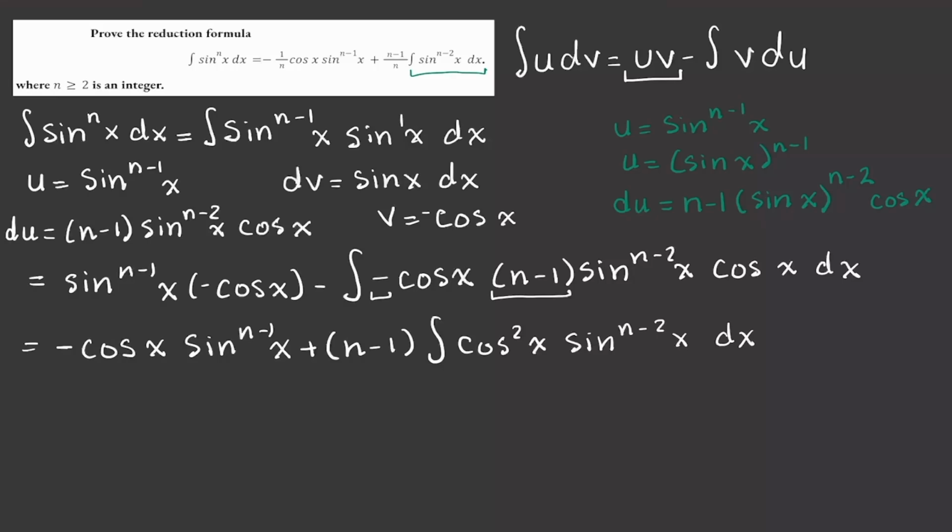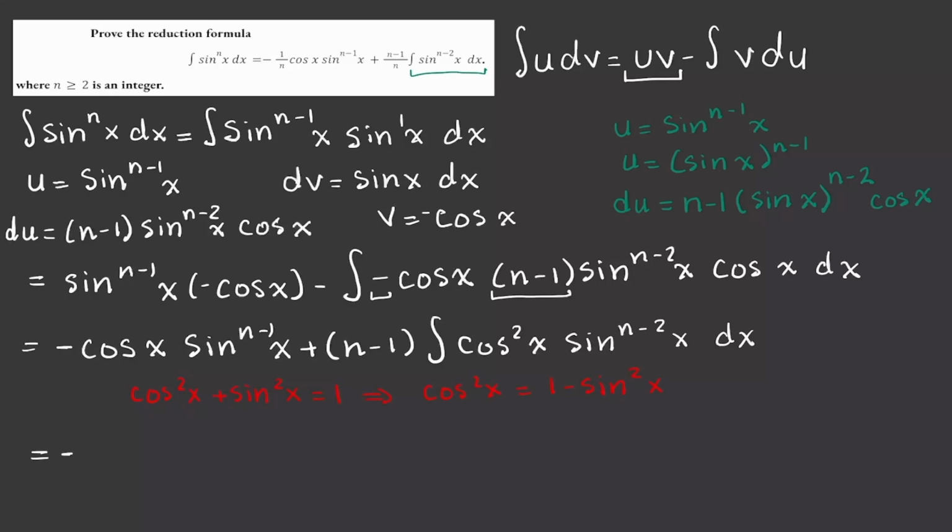So right here, I know that one of my trig identities is the Pythagorean identity, which says that cosine squared of x plus sine squared of x is equal to 1. Manipulating this equation gives me cosine squared of x is equal to 1 minus sine squared of x. So right here, I am going to replace cosine squared of x with 1 minus sine squared of x.